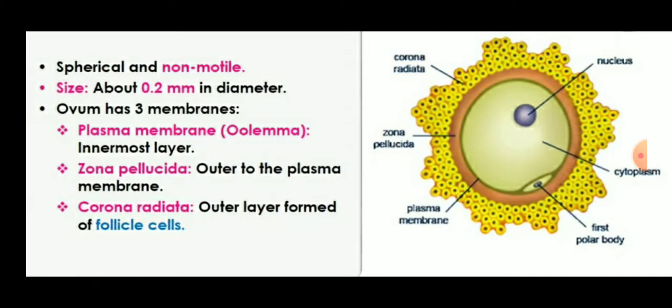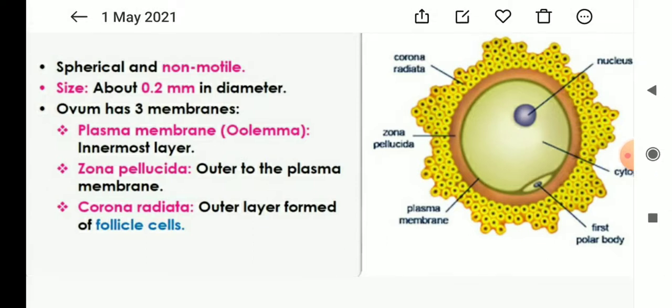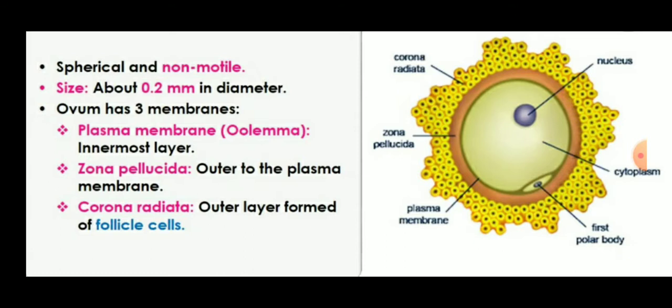Children, this is the diagram of the completely mature ovum. You can see the nucleus, cytoplasm, first polar body and plasma membrane. There are layers present. First is the zona pellucida, and the outer layer is called the corona radiata. This is a spherical and non-motile structure, and the plasma membrane is the innermost layer. Outside the plasma membrane is the zona pellucida, and the outermost layer is formed of follicle cells.